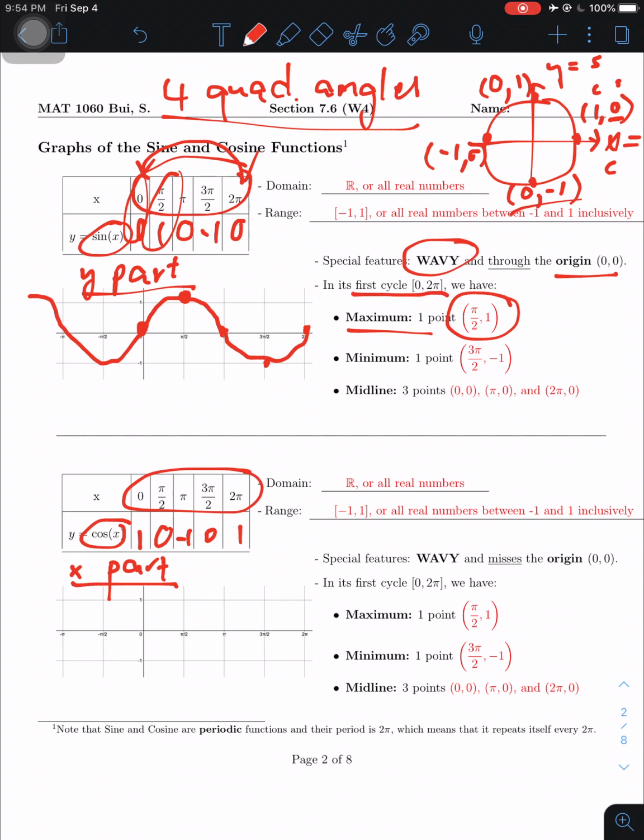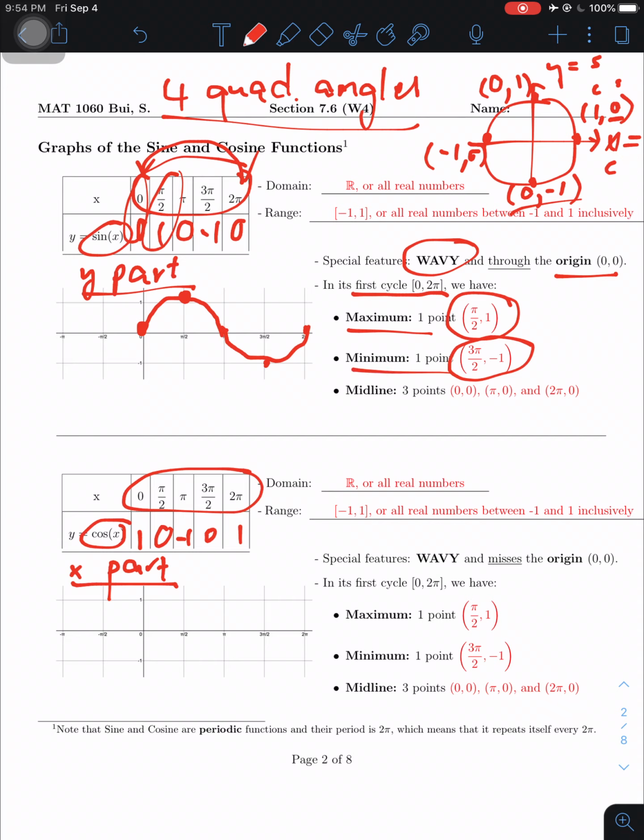And what do I mean by the first cycle? I mean, let's consider from 0 to 2 pi. That means we're not going to have this part. It's just going to be between 0 and 2 pi, okay? And from there, as you can see, we only have one max and one min, right? The max in here would be at the x value of pi over 2, and its value is 1. The minimum in here is at x equal to 3 pi over 2, and its value is -1, okay?